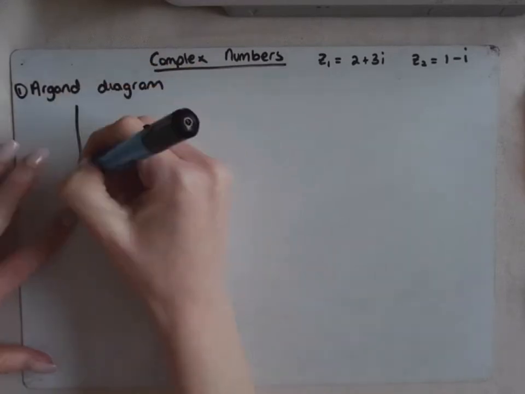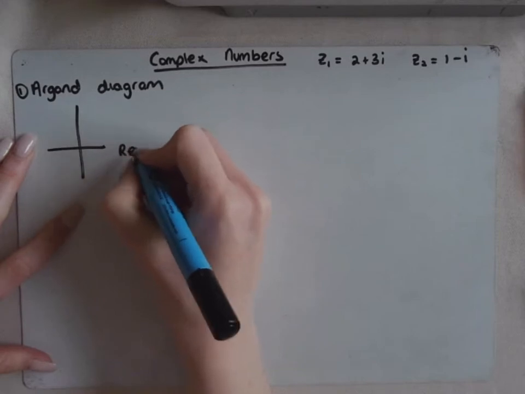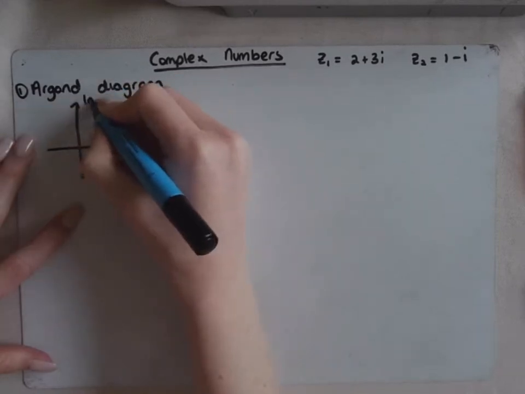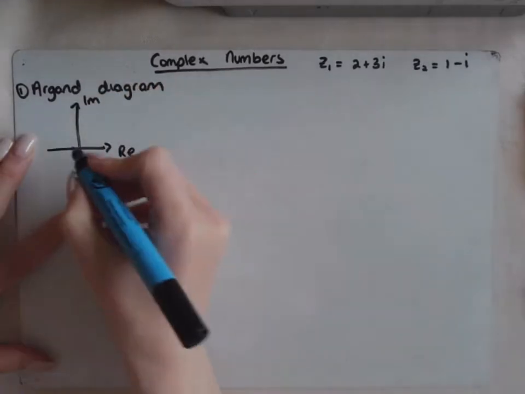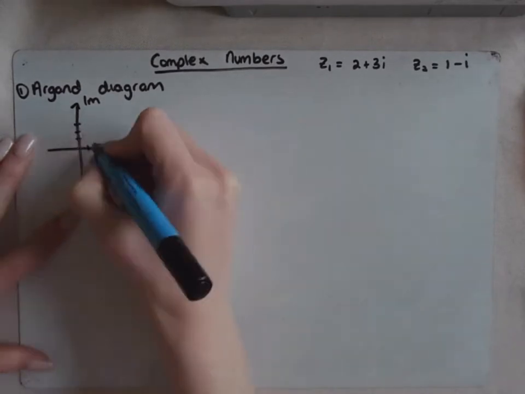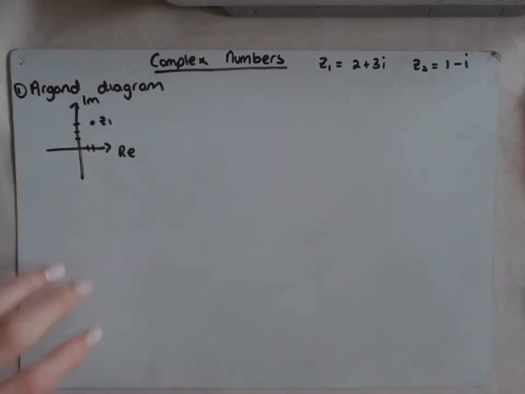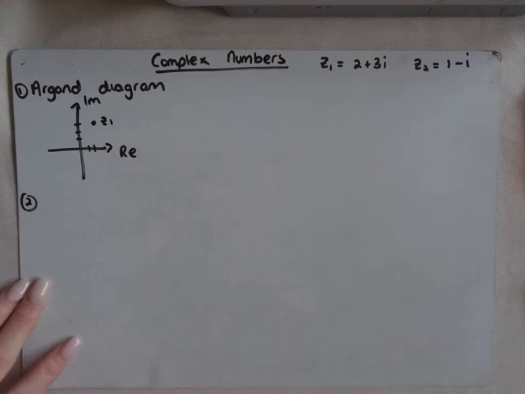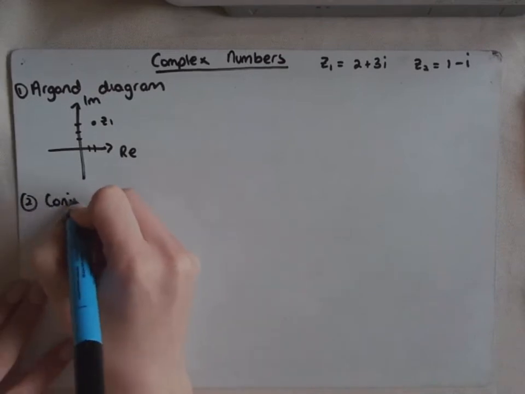plot. So your real is always the x and your imaginary is the y. So 2 plus 3i is over 2, up 3. There's z1.